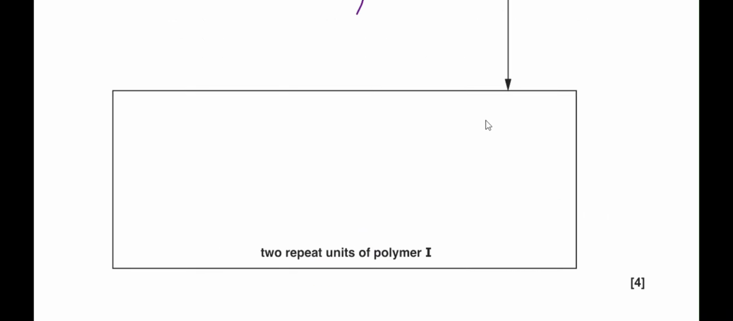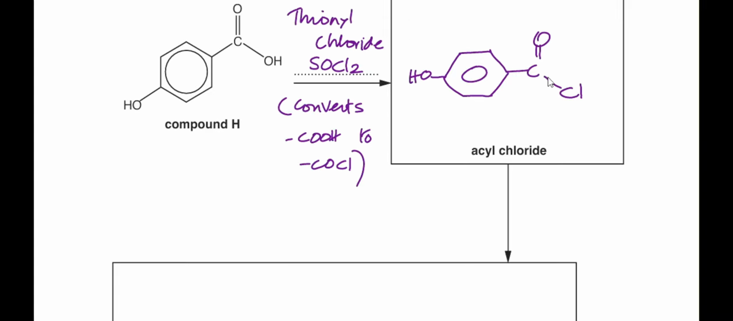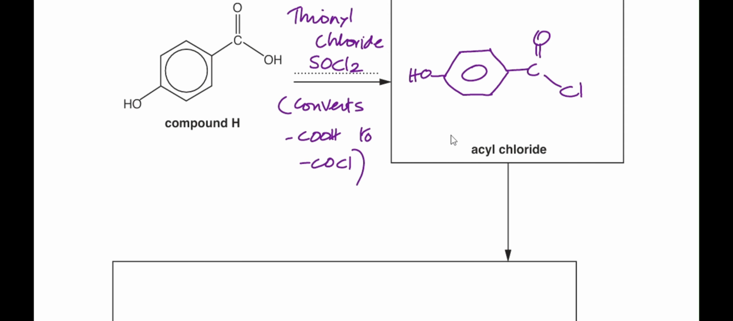Now we need to draw the 2 repeat units of polymer I. A polymer is obtained when one part of the molecule reacts with the other end of the molecule and forms multiple units of the same. So looking at this here, we can see one part is COCl, which is an acid group, and here OH, an alcoholic group. Therefore, the alcoholic and the acid group will react to form what? An ester link. So let's draw this ester link here.